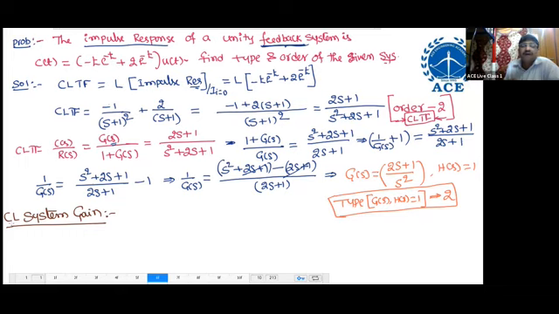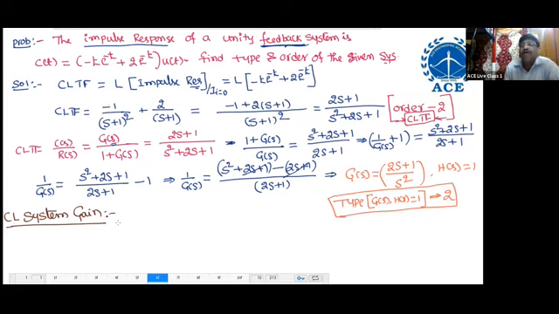You should bring the transfer function into time constant form. Then you will get K into (1 plus s tau 1)(1 plus s tau 2). That K is called the system gain. If you find it from the closed loop transfer function, then it is the closed loop system gain. If you find it from the open loop transfer function, then it is called the open loop system gain.